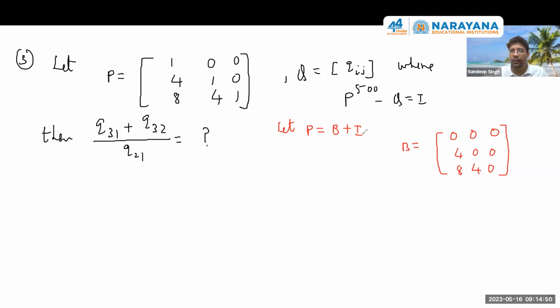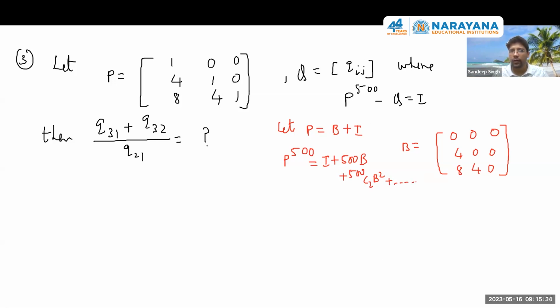Now, since B and identity matrix commute, identity is a universal commuter, you can expand P power 500 binomially. Whenever square matrices commute, you can apply algebraic operations as in number algebra. So B plus I, how much will this be? Tell me. I can apply binomial theorem. So I shall start with I, plus 500 C1 into B, like that, plus 500 C2. This I can apply only when the matrices commute. And so on.